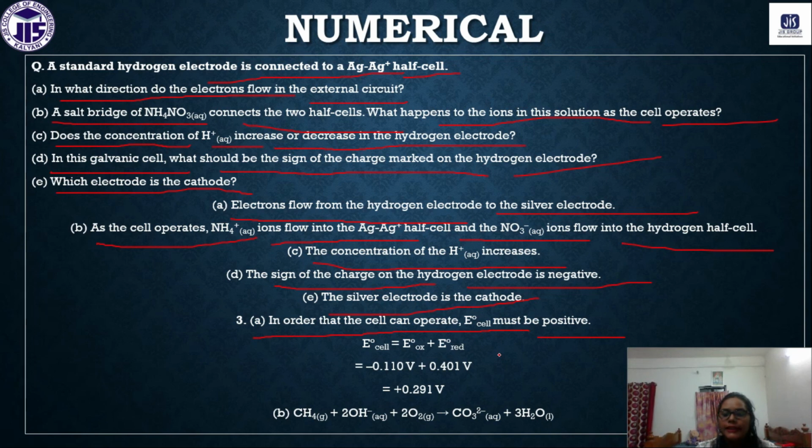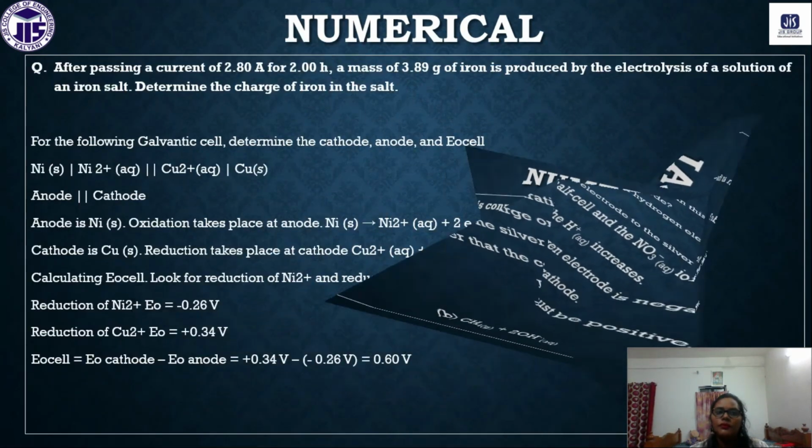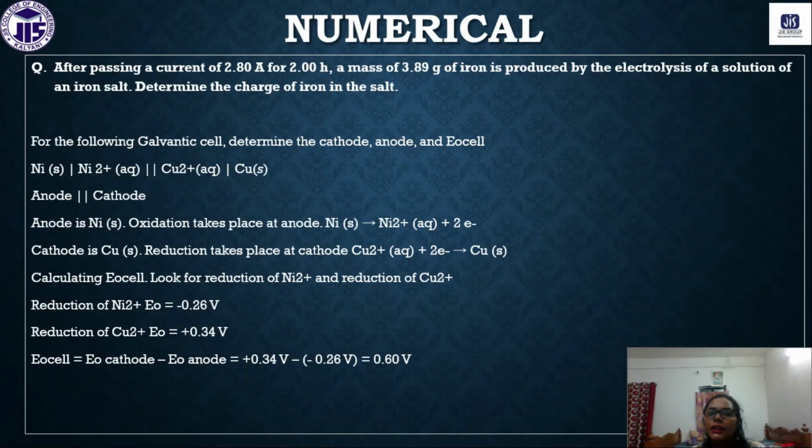Yeah. So next question. After passing a current of 2.80 amperes for 2 hours, a mass of 3.89 gram of iron is produced by the electrolysis of a solution of iron salt. Determine the charge of the iron in the salt. Okay, so this is the question.